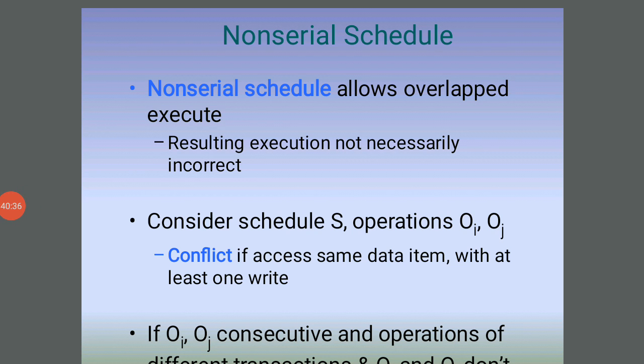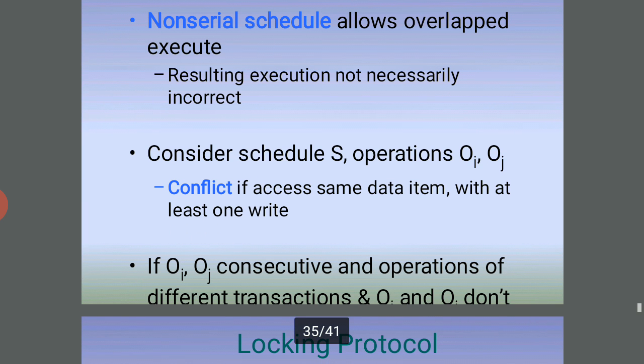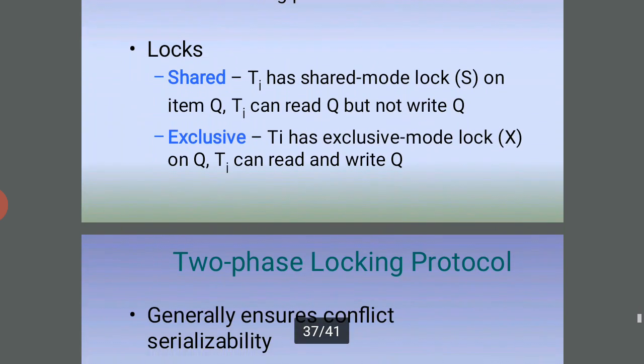The nonserial schedule allows overlapping execution; the resulting execution is not necessarily incorrect. Consider operations Oi and Oj: they conflict if they access the same data item with at least one write. If Oi and Oj are consecutive operations of different transactions and don't conflict, they can be swapped.